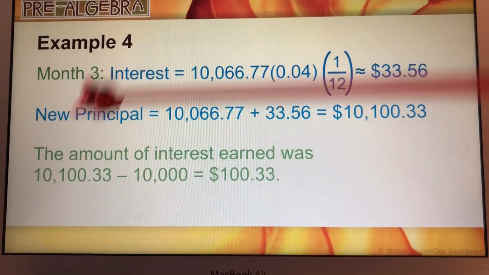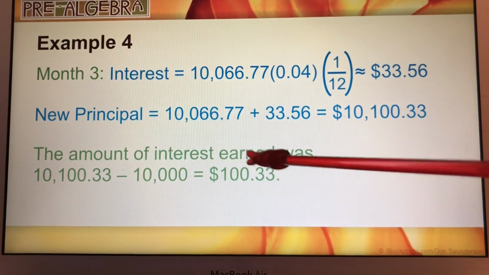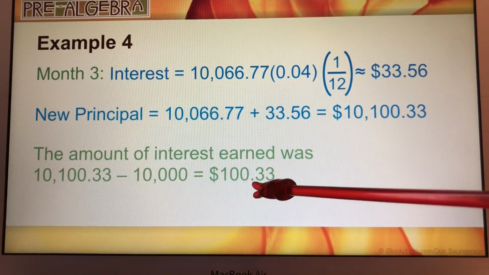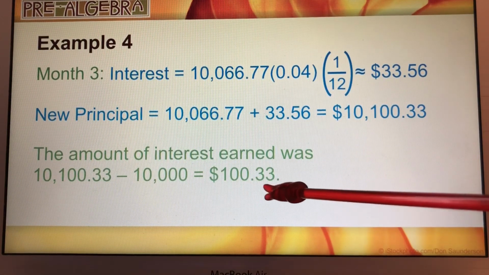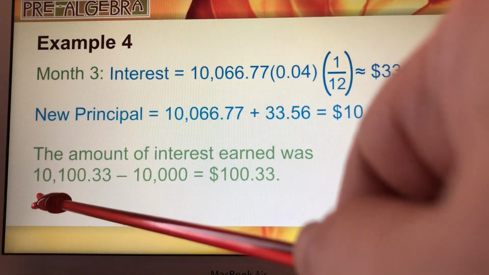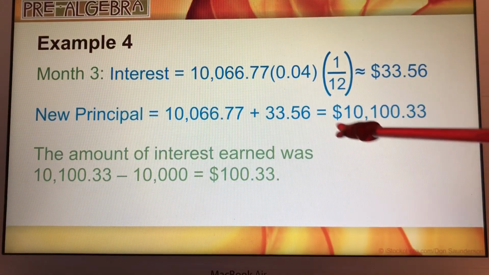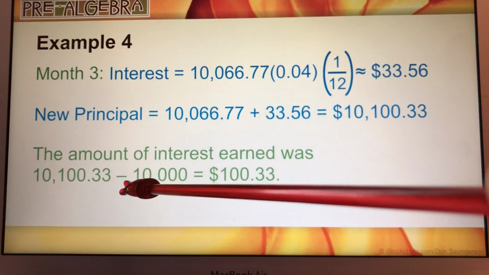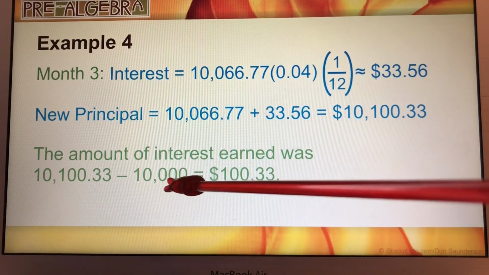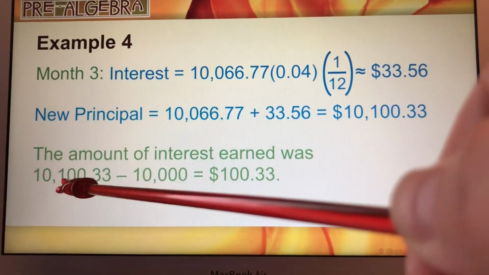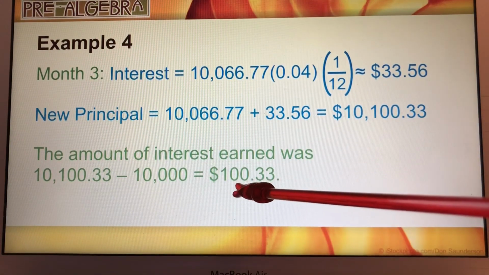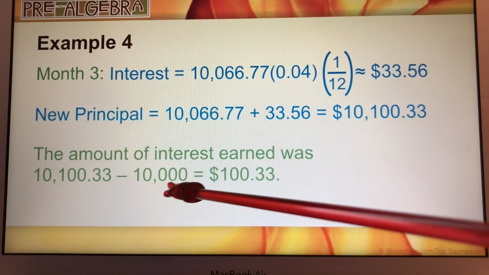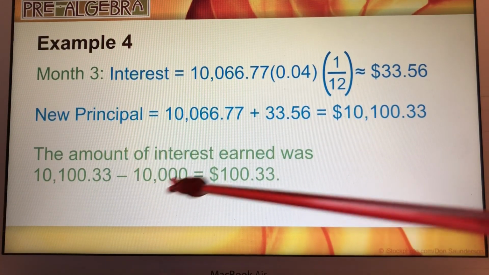Now, that means the amount of interest earned was $100.33. How did we get that? Okay, here's the new principal after 3 months. And then you subtract the original principal from that, and you get $100.33. Because this is the original amount that I put into my savings account, right?